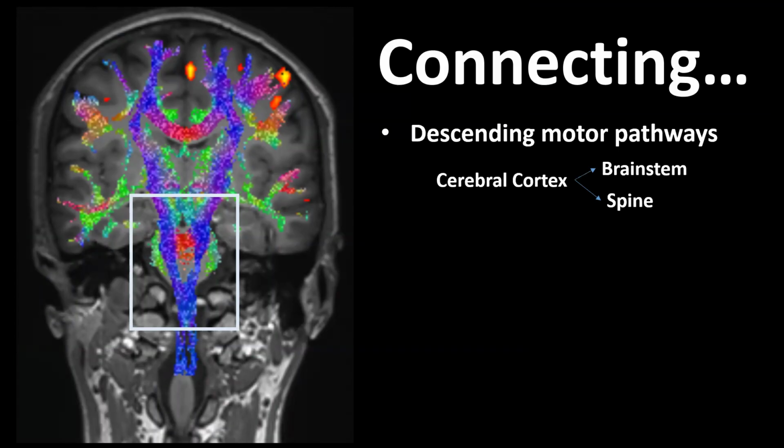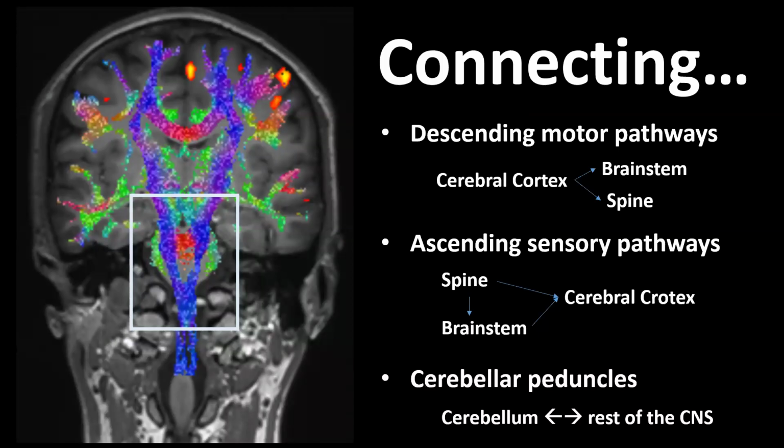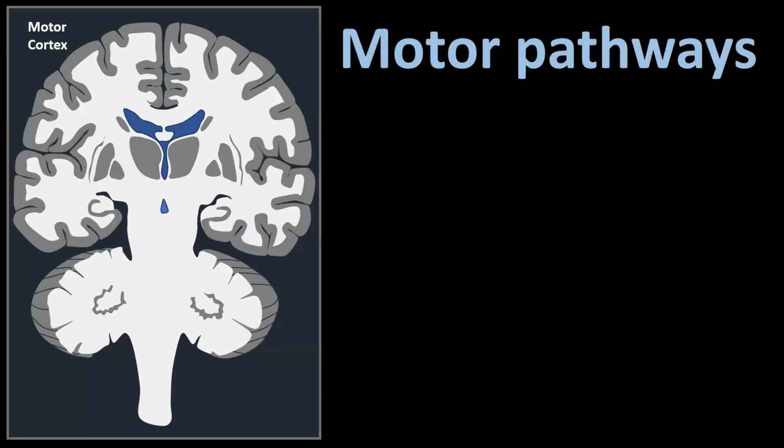So we can make a distinction between descending pathways, which are motor pathways, which go from the cerebral cortex to the spinal cord or the brainstem. We also have ascending sensory pathways carrying sensory information that needs to get to either the brainstem or the cerebral cortex, information transmitted through the spine. And lastly, we have the cerebellar peduncles, which are basically three paired white matter tracts that connect the cerebellum reciprocally to the rest of the central nervous system.